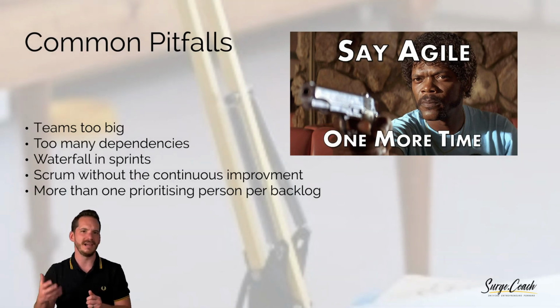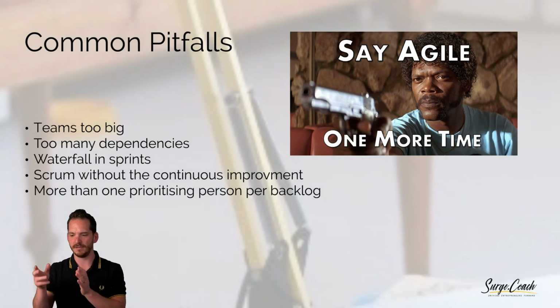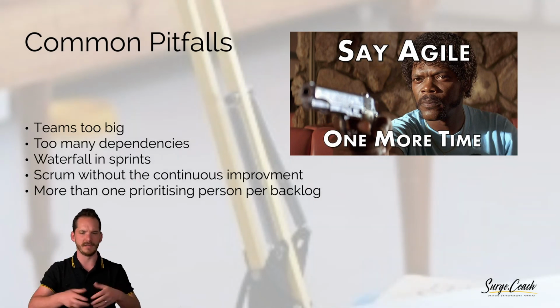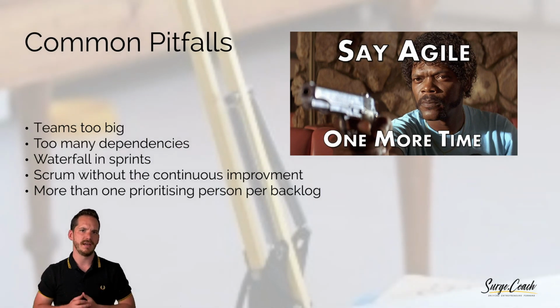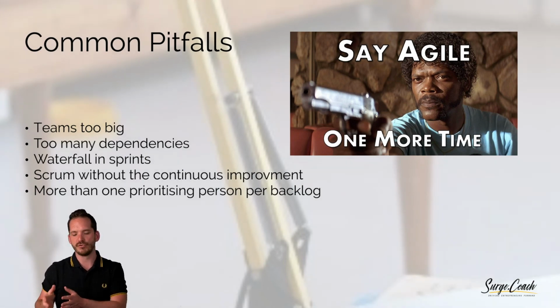Waterfall in sprints, yeah, it's not good. If you have design sprints, development sprints, testing sprints, you're not in sprints. You're not doing agile. You don't have the ability to adapt fast enough. You don't have an agile organization. Don't pretend that you are. If you're doing Scrum, but no continuous improvement, you're not doing Scrum. And if you're still doing Scrum by the book 6 months after starting, don't think you're doing continuous improvement.